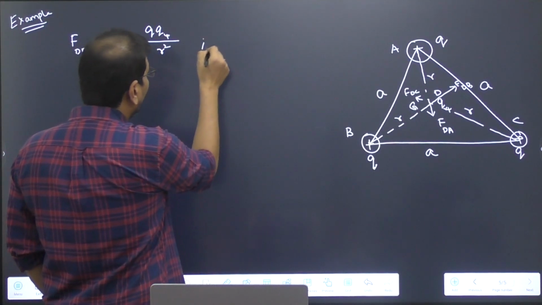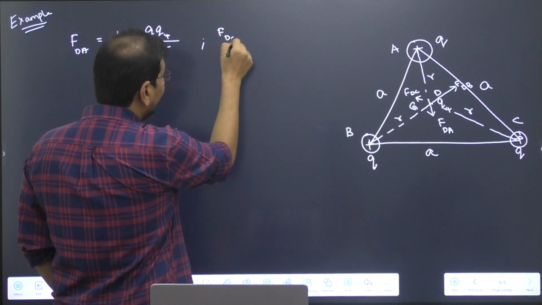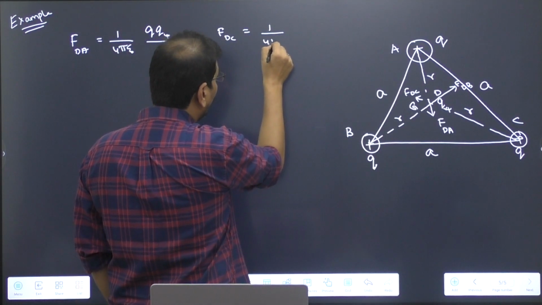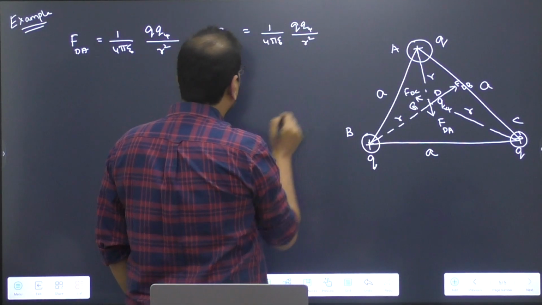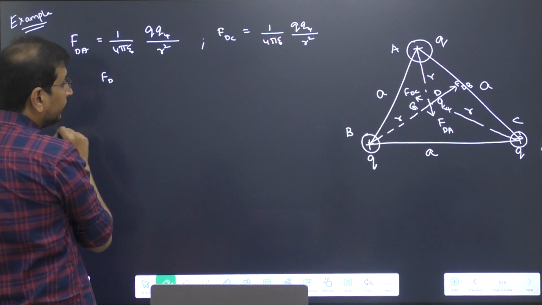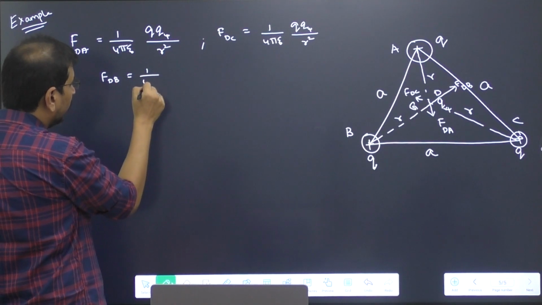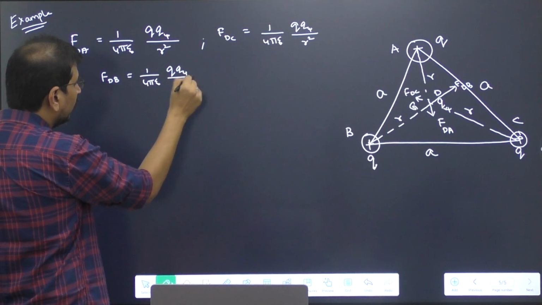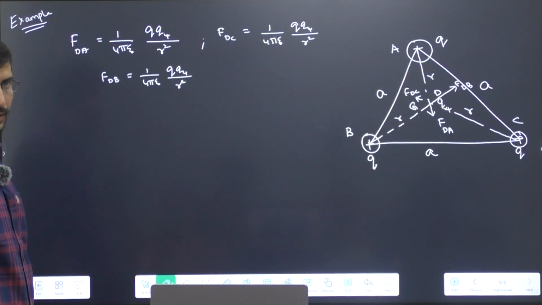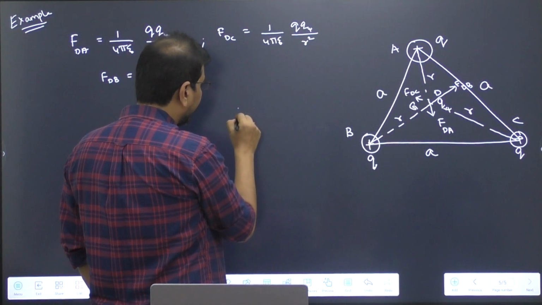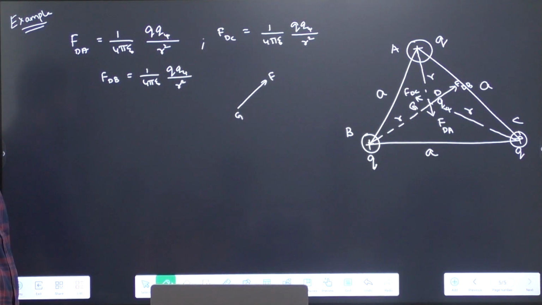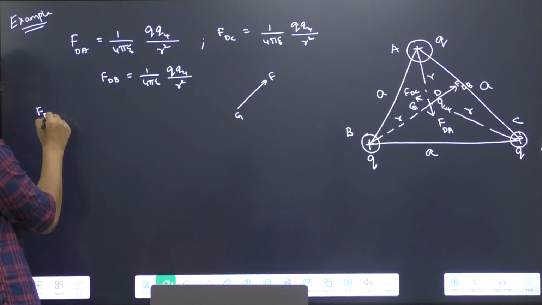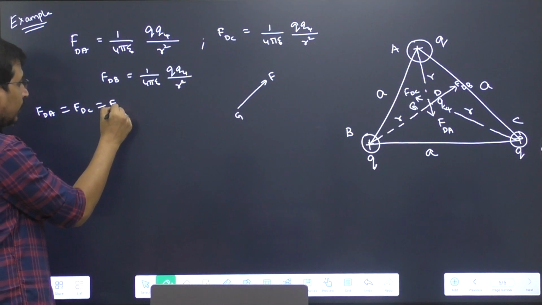Now, if I write the value for F DC, then what is the answer going to be? It is going to be 1 divided by 4 pi epsilon naught into Q into Q4 divided by R square. What about F DB? It will be 1 by 4 pi epsilon naught into Q into Q4 divided by R square. Alright. So if I observe the magnitude of all these three, can I say in terms of magnitude they are the same? Right, same expression everywhere. So can I say F DA is equal to F DC is equal to F DB?